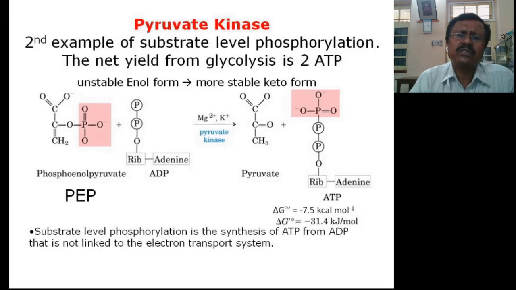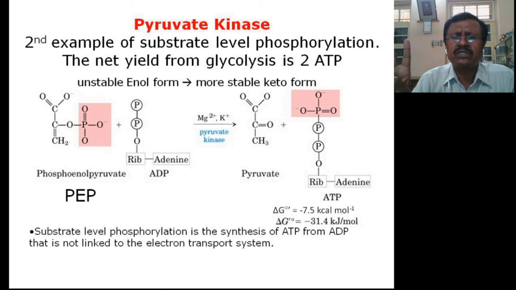The 10th reaction of glycolysis is catalyzed by pyruvate kinase. Phosphoenolpyruvate formed in reaction number 9 is a high energy compound. It contains a high energy enol phosphate group. That high energy phosphate group from PEP is transferred to ADP, resulting in the formation of pyruvate and ATP. This is the second example of substrate level phosphorylation in the glycolytic pathway.